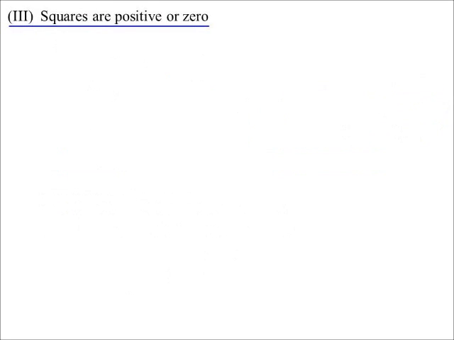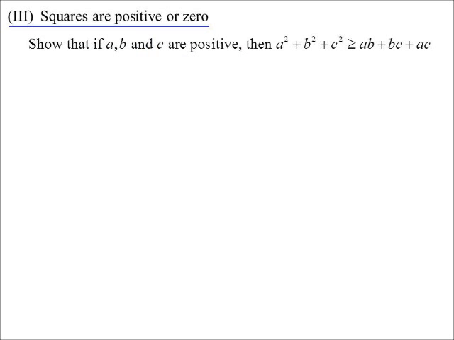And of course, same sort of idea is that squares are always positive or 0. We know that. So I'm going to show that if a, b and c are always positive, then a squared plus b squared plus c squared will always be greater than or equal to ab plus bc plus ac.